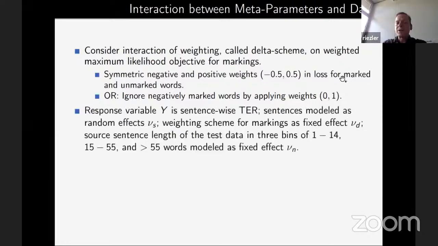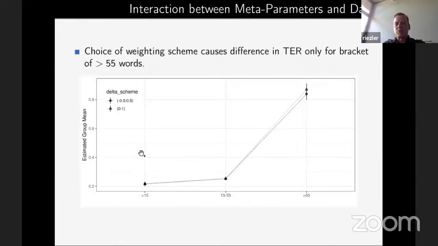Namely, do we choose one rating or another rating for the markings learning? And we want to see, does it have an effect on short sentences between 1 and 14 words, medium-sized sentences, or larger sentences? What we find is that only for the long sentences is there a difference between this meta-parameter setting. It doesn't make a difference for medium-sized or short sentences. So for the long, complicated sentences, it makes a difference if you set one meta-parameter this way or the other way. So that's also a nice way.